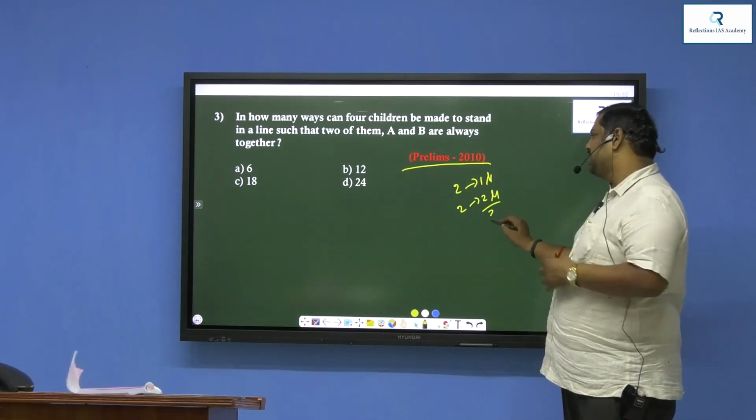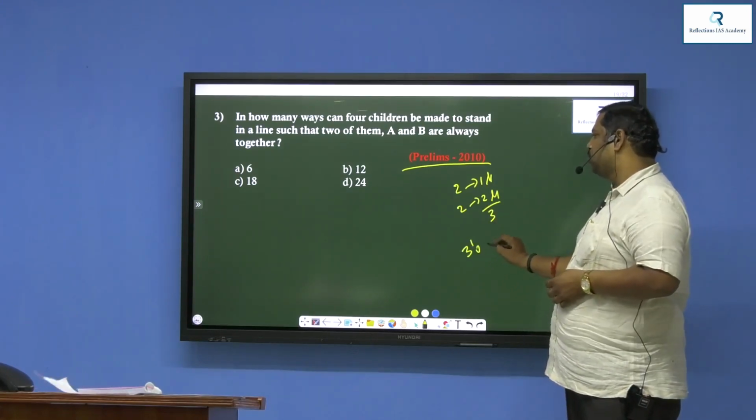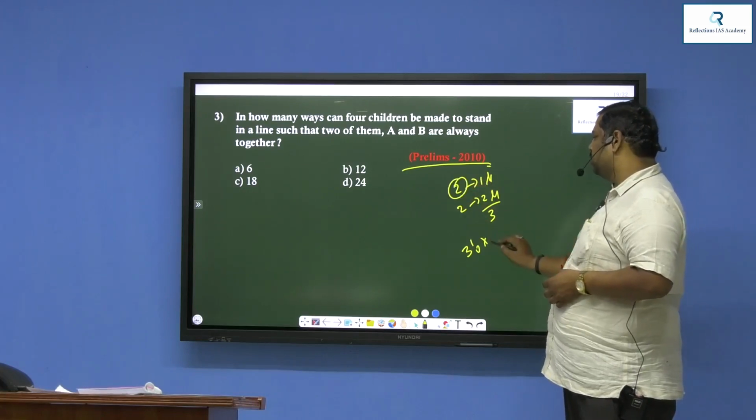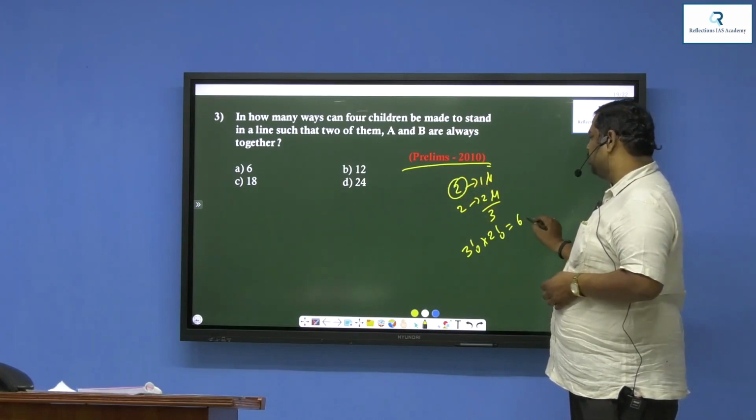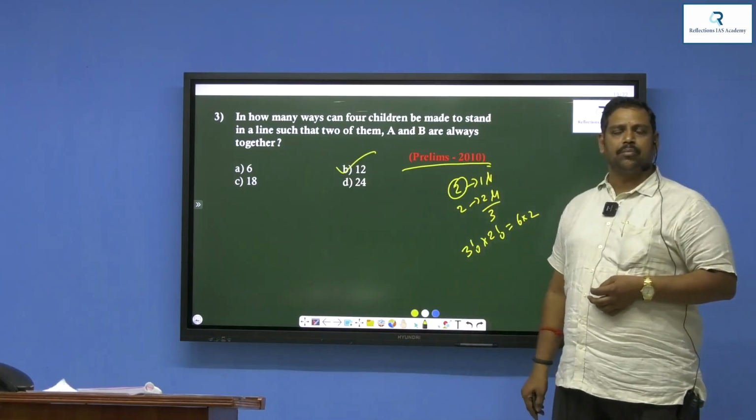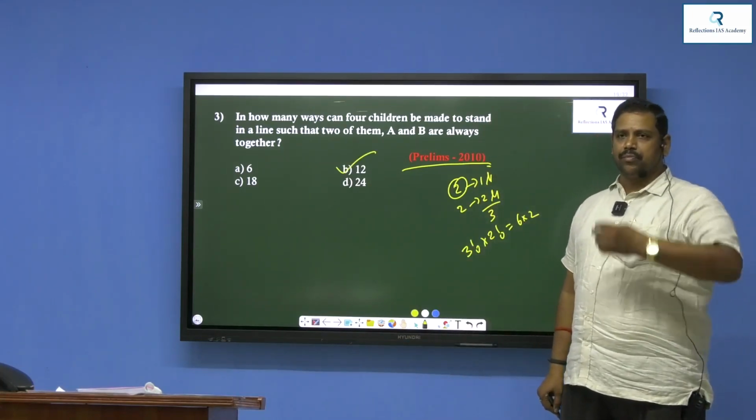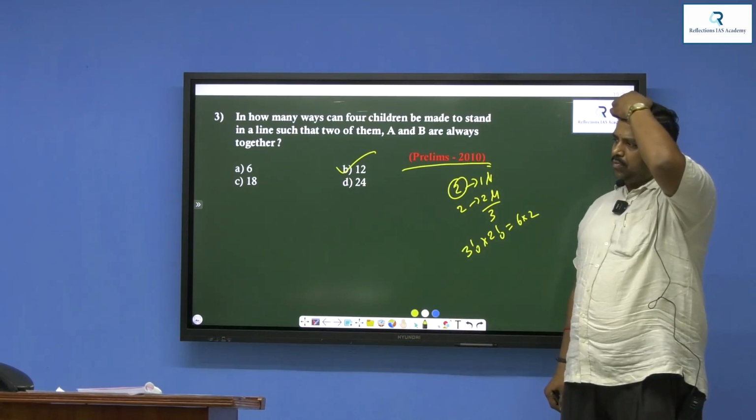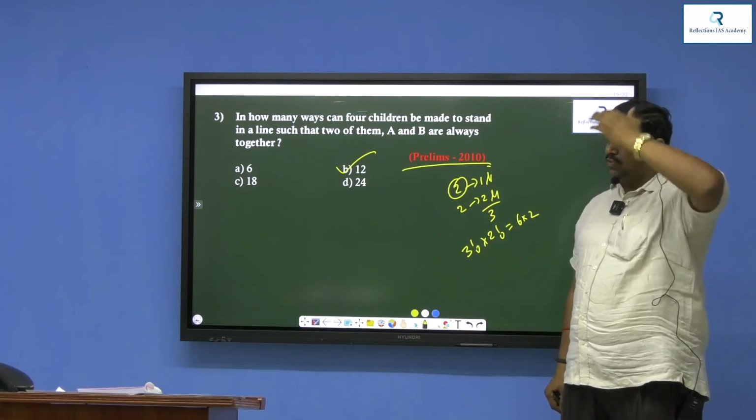Total 3 units. Arranged among themselves, 3 factorial. Into these 2 should be arranged among themselves, 2 factorial. So 6 into 2 is equal to 12. So which option is the answer? B is the answer. Wait, can I go to the next one?